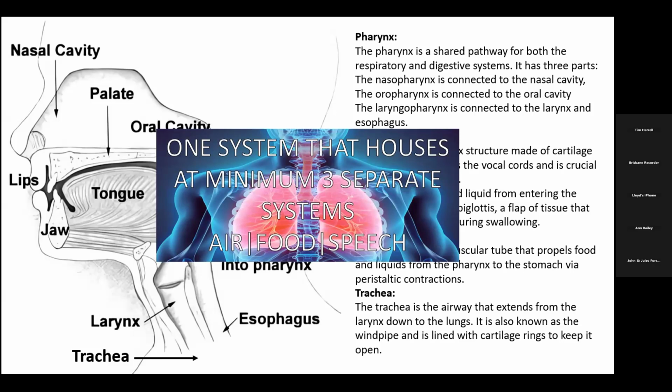It's one system. So this is just one system that houses, at minimum, 3 separate systems. So we're able to take in food, we're able to take in air, and we're also able to talk. Three vital systems. The first two, without them, we die. And I know some people don't have the power of speech, but still a very important communication process.